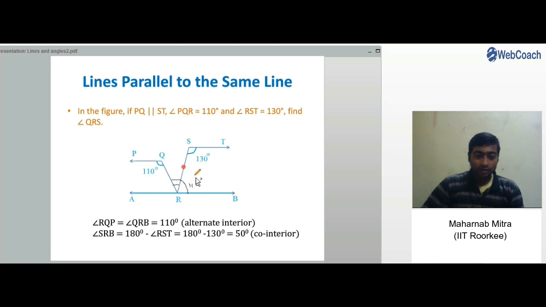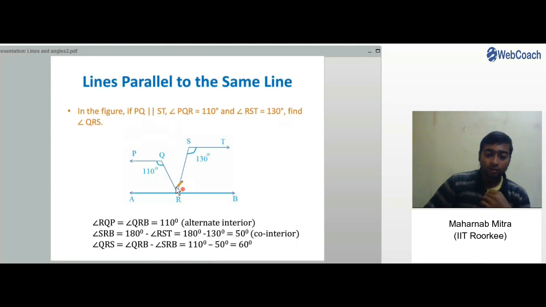But what is this angle? This is co-interior to this angle, right? This angle is co-interior to this angle. So what we can do, you can see here this angle is co-interior to this angle, which is only this part. So this angle must be 180 degrees minus 130 degrees, which is 50 degrees, right? This one must be 50 degrees.